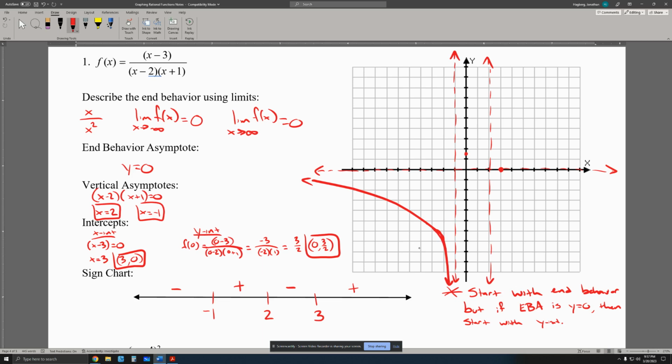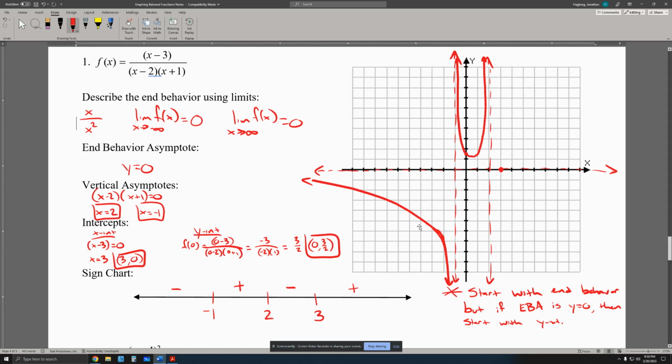Okay. Between -1 and 2, the function is entirely positive, and we can see that here with the y-intercept. So this function is going to be entirely positive and approaching the vertical asymptotes on either end. Remember, as we get close to vertical asymptotes, the function is going to either approach infinity or negative infinity.